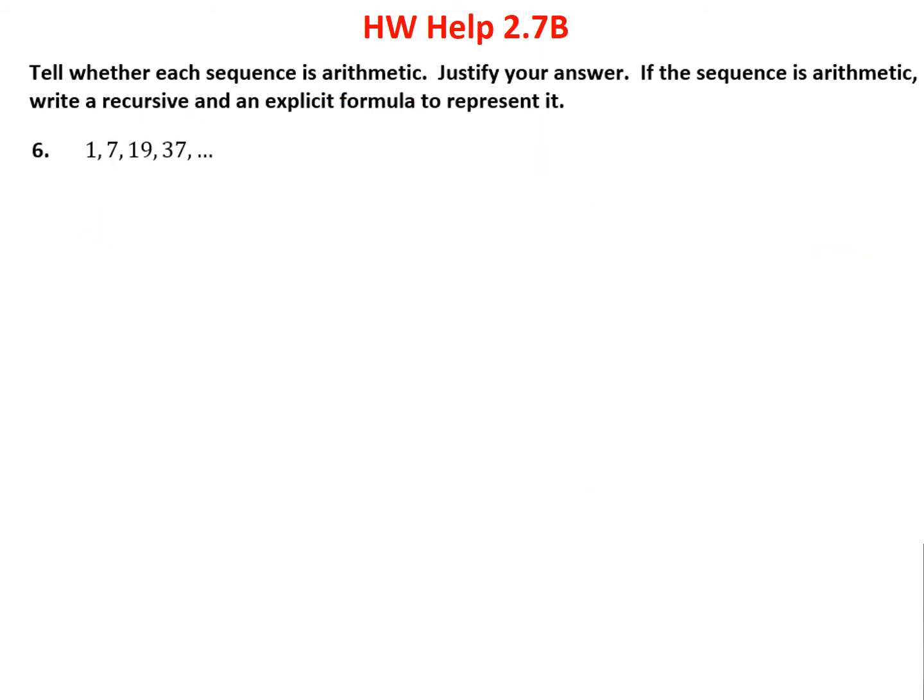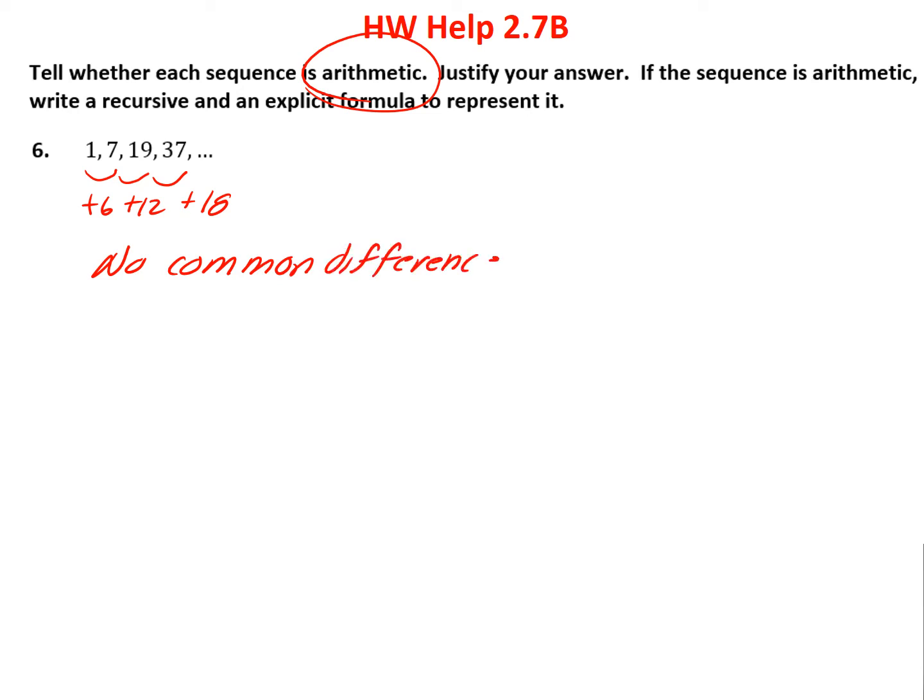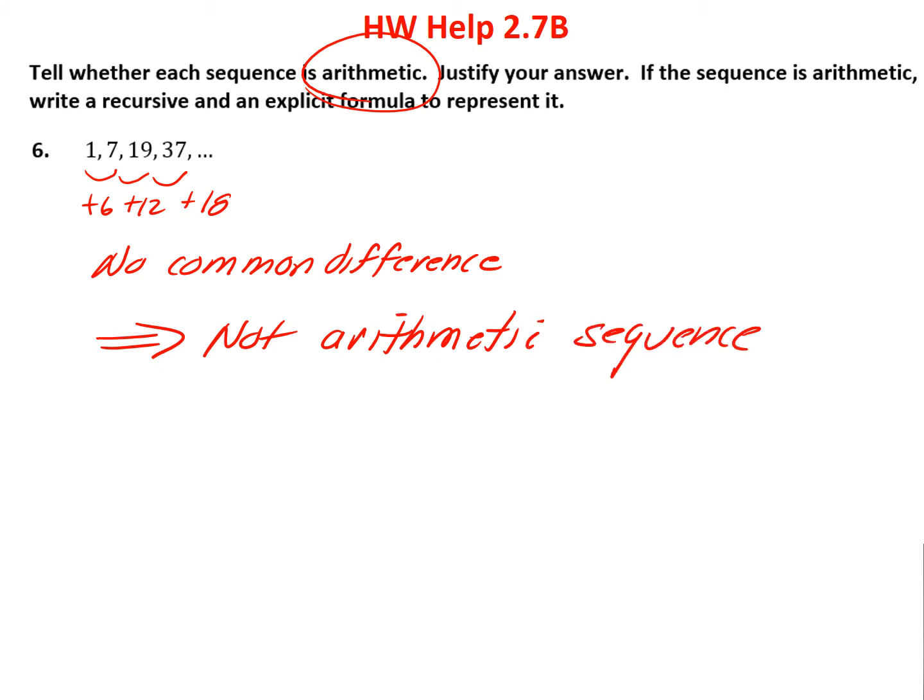Okay, once again, problem 6. First, is it arithmetic? So let's see what the change is. Notice here, it goes up 6. And then on the next one, it goes up 12. And finally, it goes up what? Looks like 18. So notice, no common difference. It's not the same amount each time. So that implies that this is not an arithmetic sequence. And since it's not, we're not going to write a recursive or explicit formula for this one.